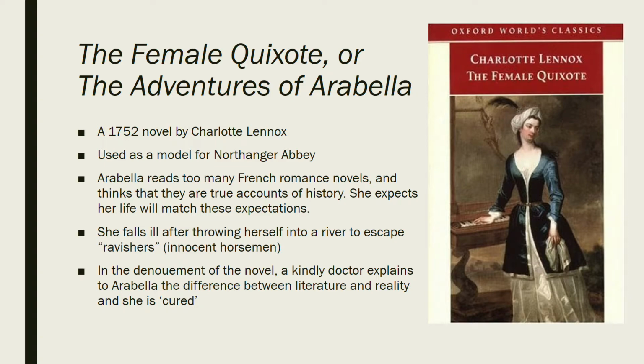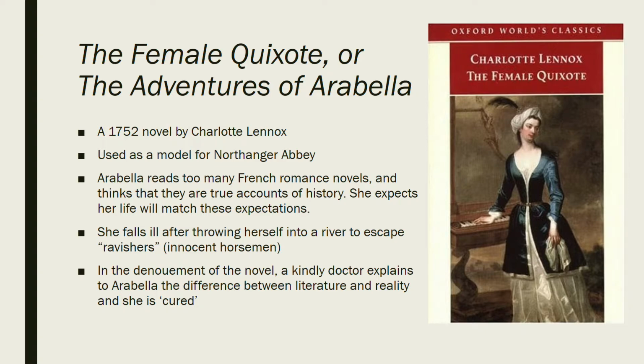And the plotline follows that Arabella, our main character, reads too many French romance novels, and as a consequence, because she's very sheltered, she thinks that these are true accounts of what's actually happened in history. She expects that her life will match these expectations, and hilarity ensues. There's a couple of suitors who are trying to woo her into marriage, one of whom, Grenville, is very earnest and very honest, and he's constantly getting mixed up, whereas the other more cynical suitor plays into her expectations and starts acting as if he too is in a novel to try and win her over that way.